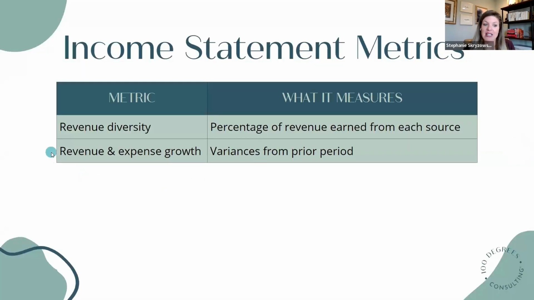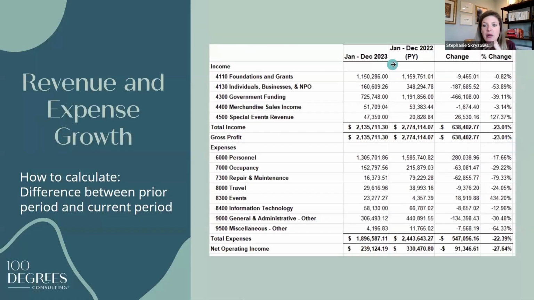Okay, the second metric is our revenue and expense growth. And this is just measuring our variances from the prior period. And so in this case, we're looking at the whole year of 23 compared to the whole year of 22. And we just want to see, like, how are our numbers trending? Is our revenue going up? Are expenses going up? What's happening here? So you can see that our total revenue has gone down by 23% from year to year. And our total expenses have also gone down by 22% from year to year.